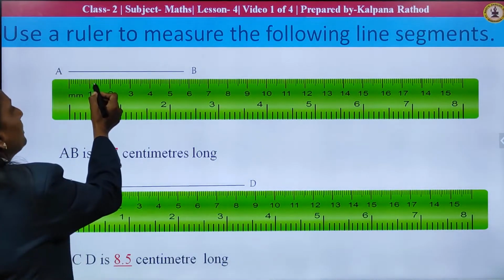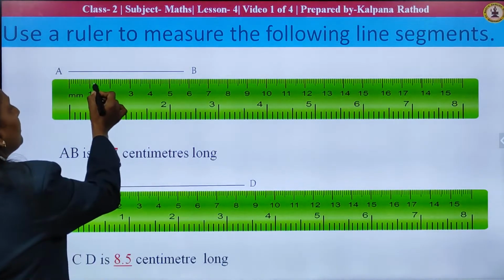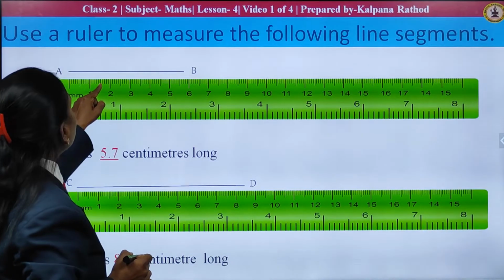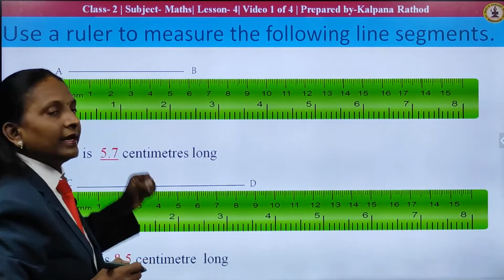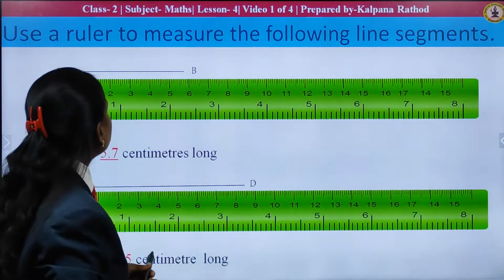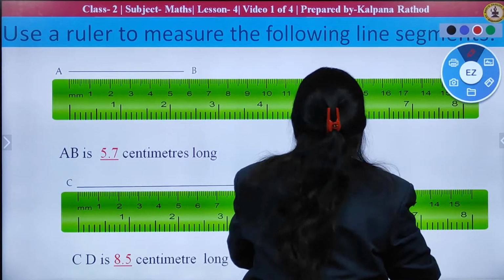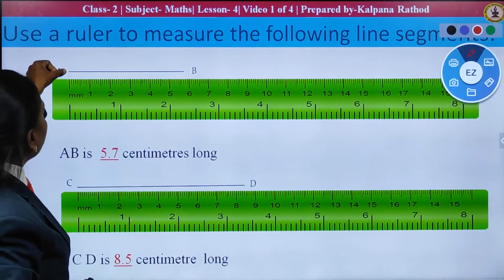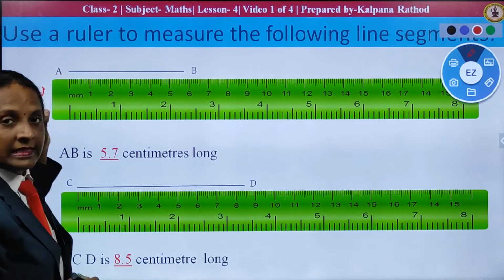After that, 1.2. Then the third line is 1.3. Then 1.4, and this line is 1.5. After that 1.6, 1.7, 1.8, 1.9, and then comes 2. Okay children? Now, here we will see the starting point. See A. We have to put this A near this 0.